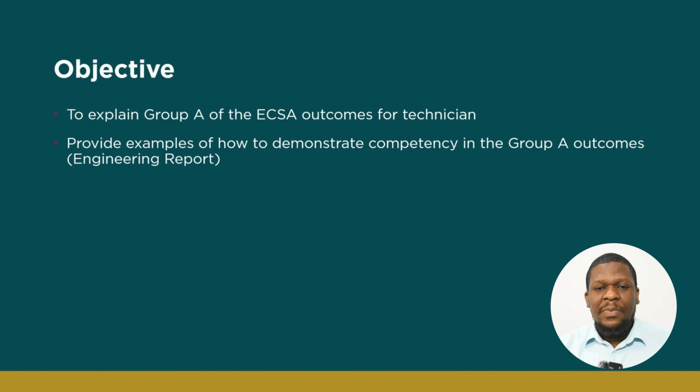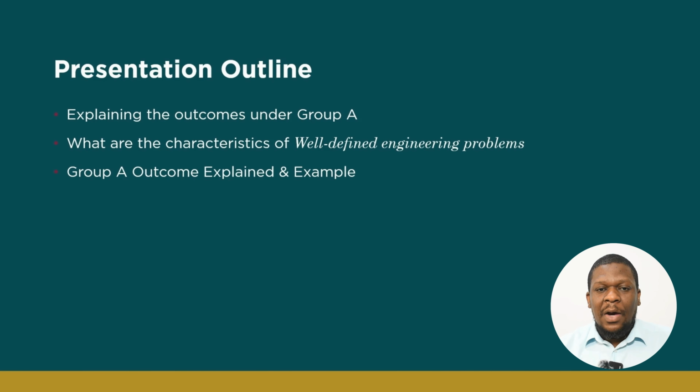The objective of this presentation will be to explain the Group A of the ECSA outcome for technician, and I will provide examples of how to demonstrate competency in the Group A outcome of your engineering report. In terms of a presentation outline, I will explain outcome under Group A, what the outcome consists of, what is expected of the applicant. Before we actually do that, we will have to understand what are the characteristics of a well-defined engineering problem. Then we are going to look at explanation and examples of demonstrating competency in those outcomes.